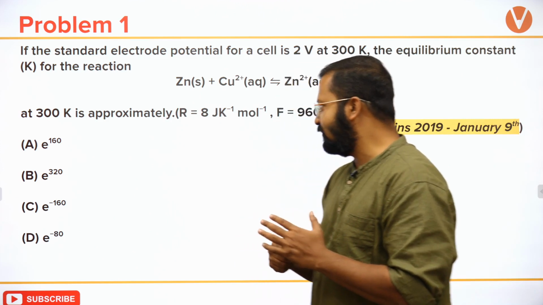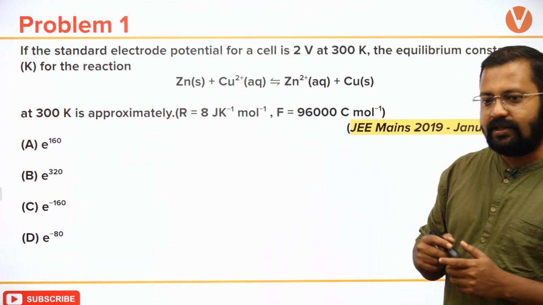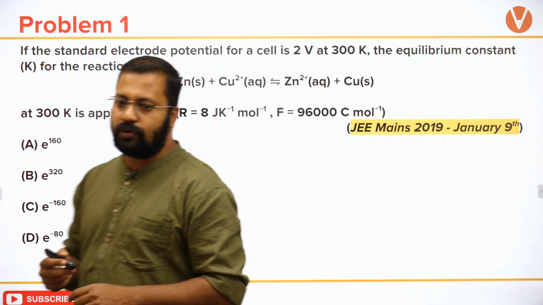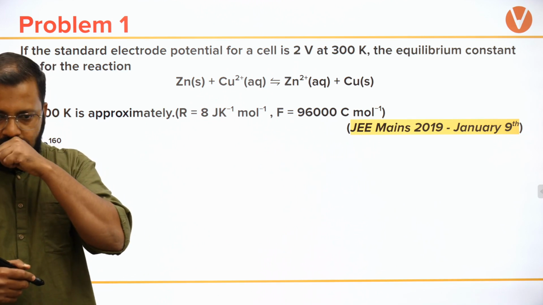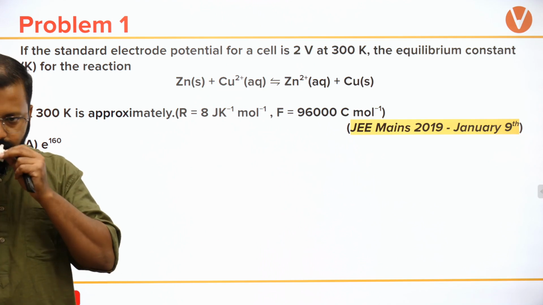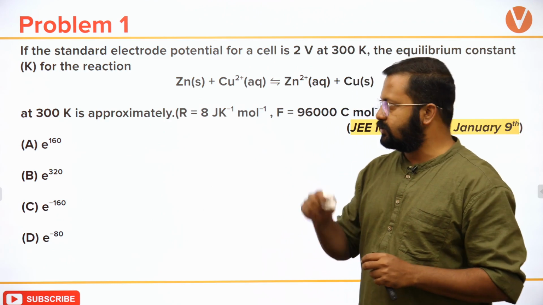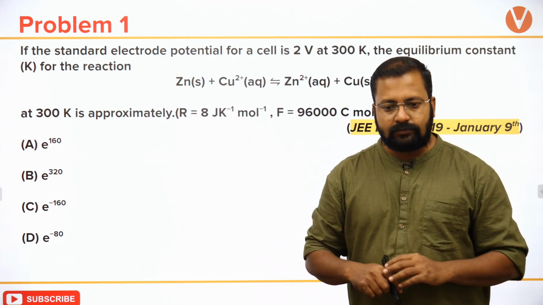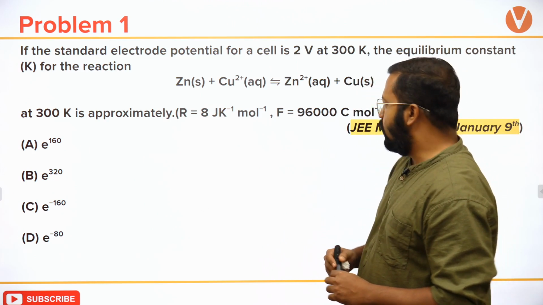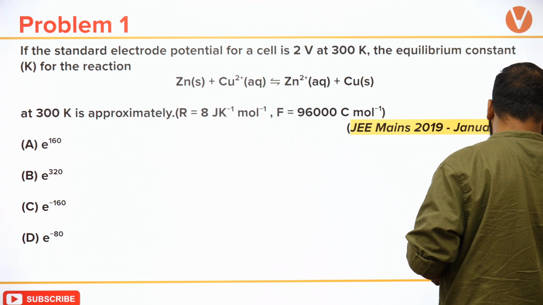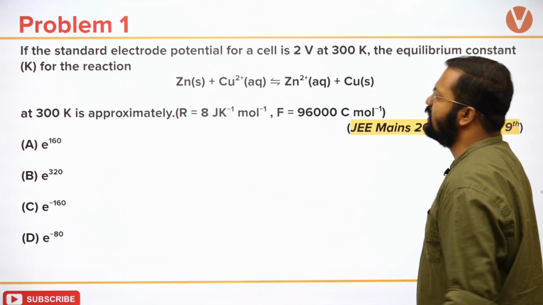Okay, so the question is, the standard electrode potential for the cell is 2 volts at 300 Kelvin. The equilibrium constant is to be calculated. Okay, so let's try to see how to work out through this problem. It's not a very difficult one, it's an easy one.